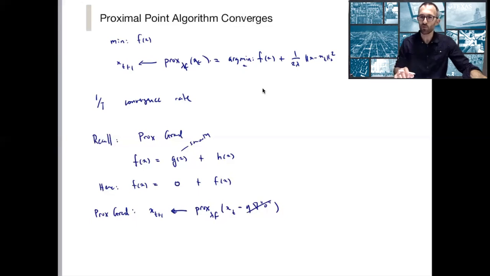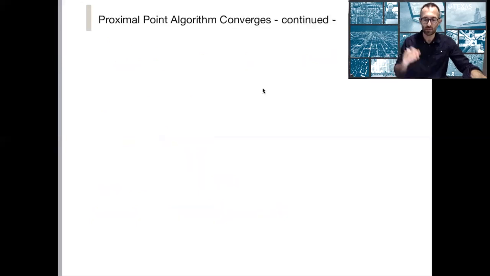Okay, but it's worth seeing this a little bit more in detail and also refreshing our memory a little bit about the proximal point algorithm. So let's actually prove this. Let's go back and fill in some of the details here about the convergence rate.